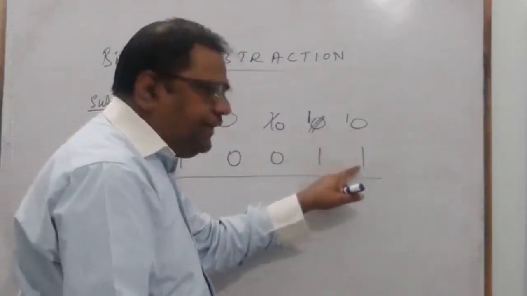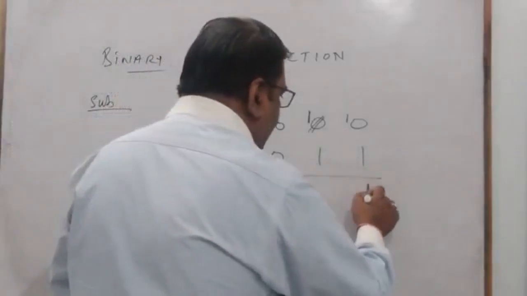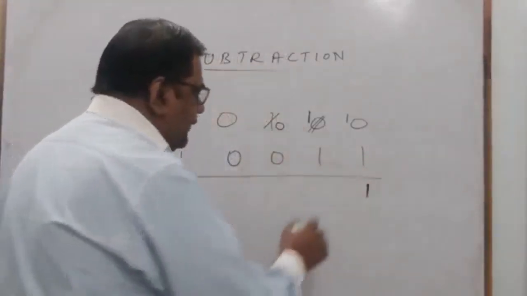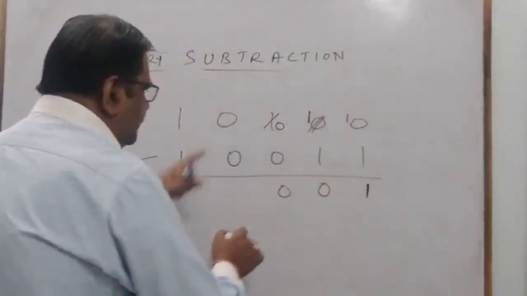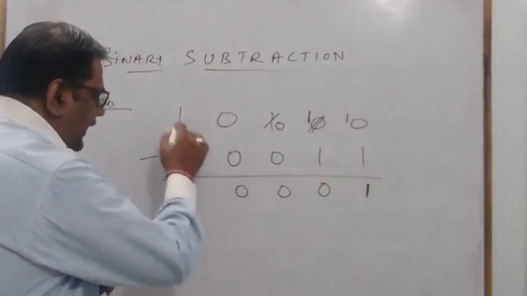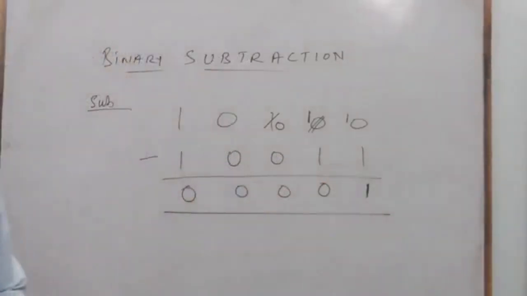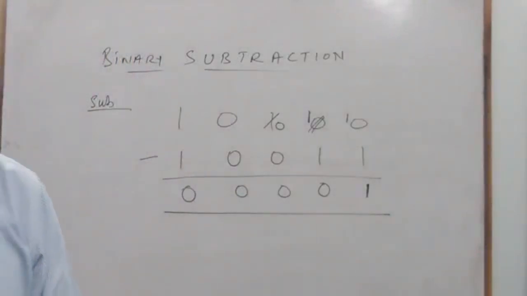Now when we remove 1 from 10, what is the result? 1. What is left over here? That is 1. 1 minus 1 becomes 0. What is left over here? 0. 0 minus 0 is 0. And 1 minus 1 is 0. Therefore, the answer is 00001. This is how we are going to manage the subtraction.